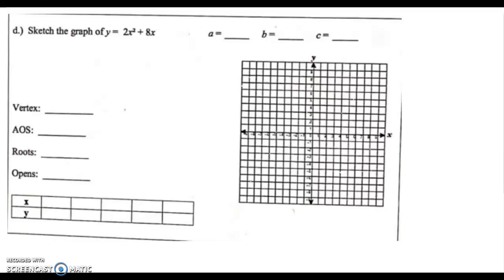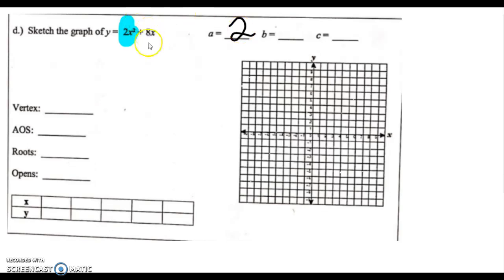Last example. So I skipped example C because it was super similar to A. But this one, let's see, sketch the graph of 2x squared plus 8x. So let's start finding A, B, and C. So if I look, A always lives in front of the x squared. So my A in this case is going to be 2.